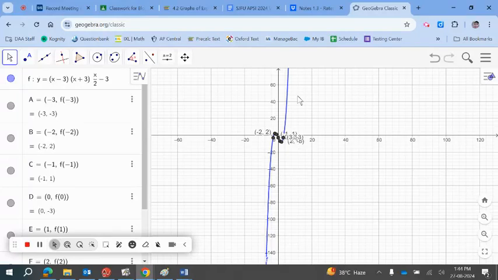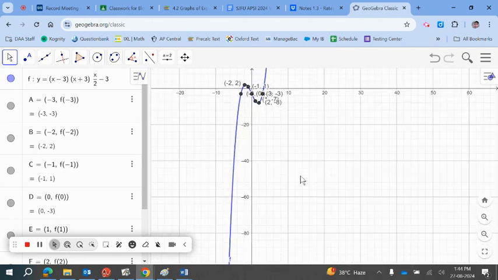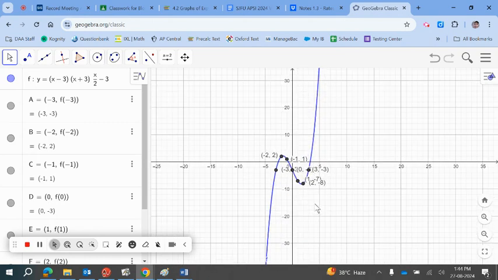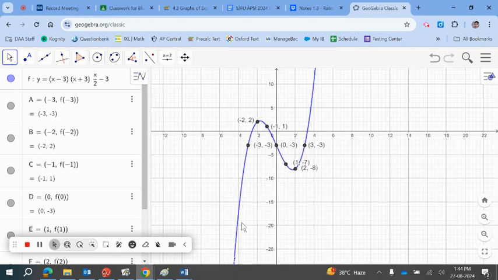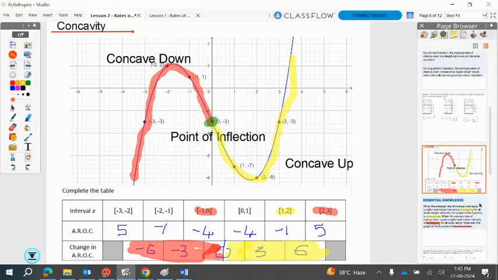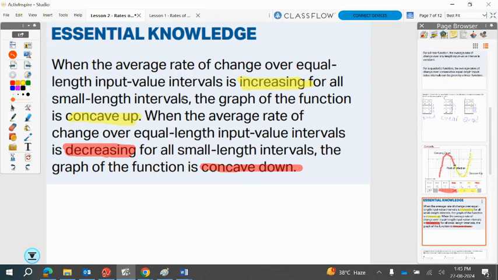If we were looking over really long periods, we could get confused and miss a certain part. So this graph actually only changes concavity once, but if a graph was to change concavity twice, let's say we were concave down, then concave up, and then concave down again, but you chose an interval that skipped right across the period where it changed to concave up, you would miss that particular part of the interval. So that's why it's talking here about small length intervals.